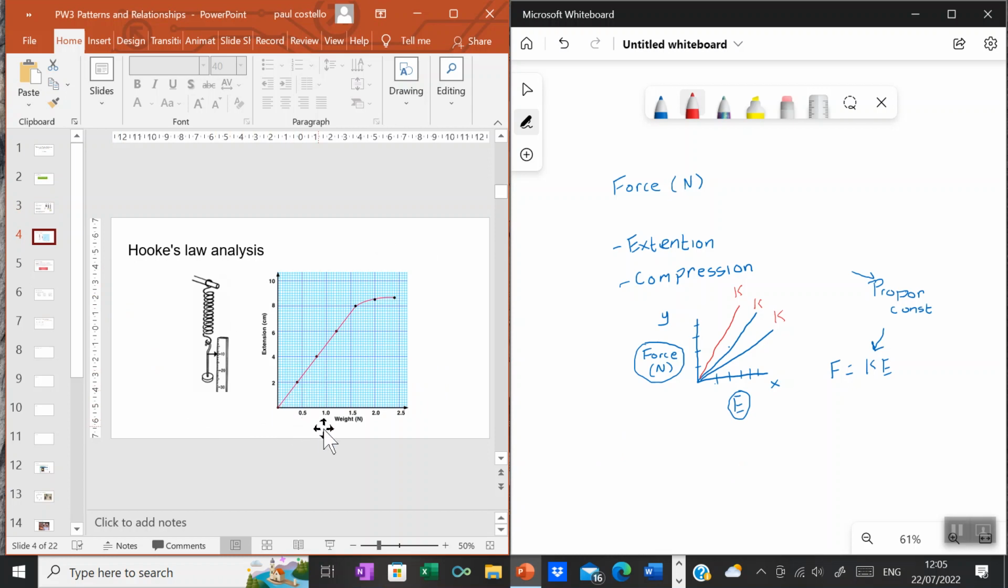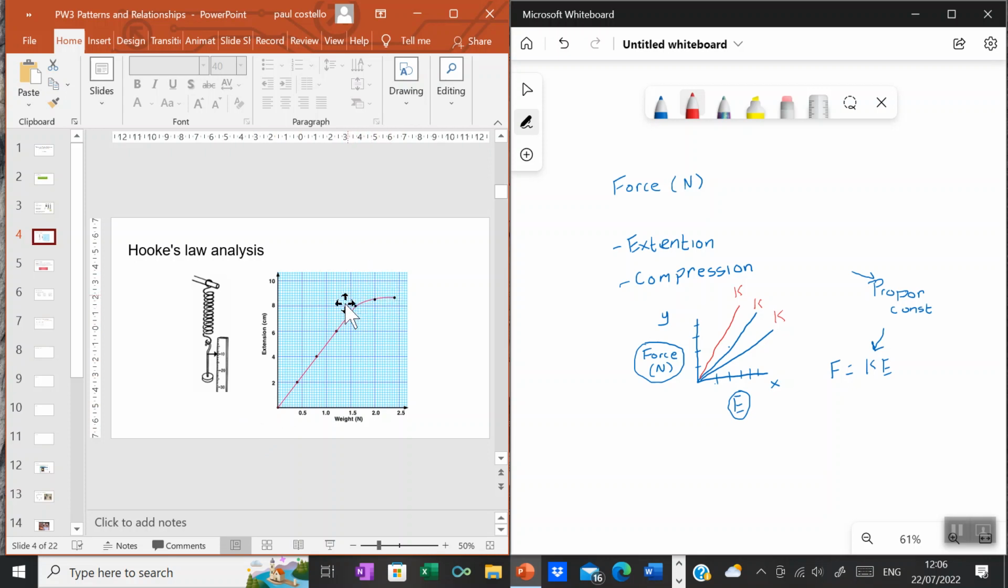So generally, when you analyze it, you get something like this. Along the bottom you have, for example, weight in newtons, or the force that's applied, and then you have the extension, for example, in centimeters. You get this proportionality: as the weight increases, the extension increases. It goes up until a certain point, and then you get no more extension. So you've got to the max of your spring, and it's not going to extend anymore.